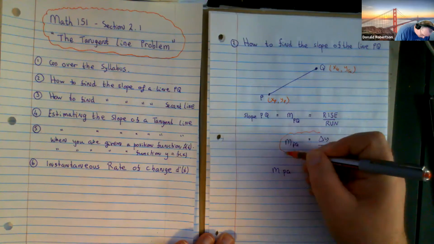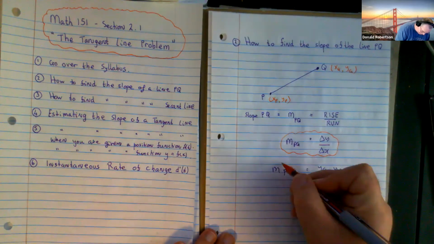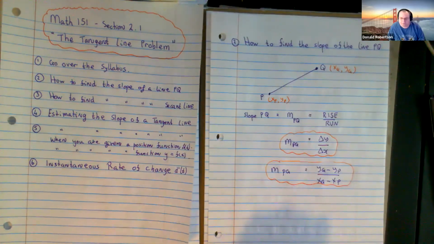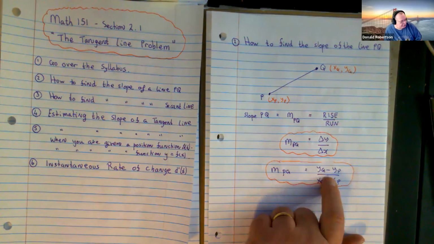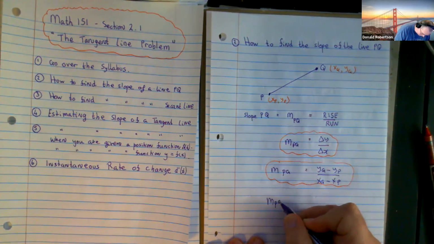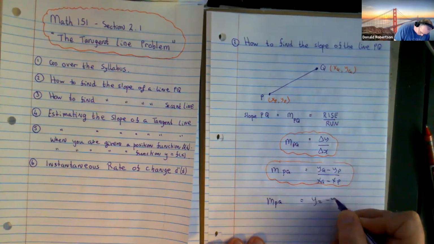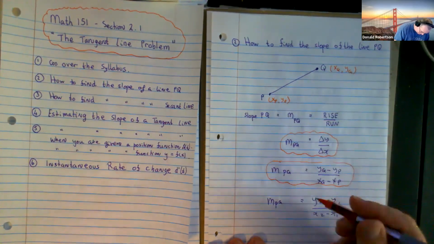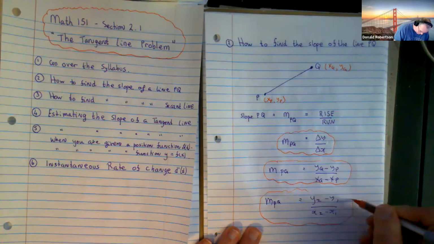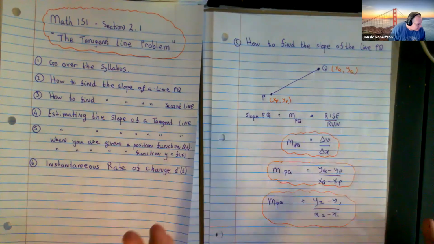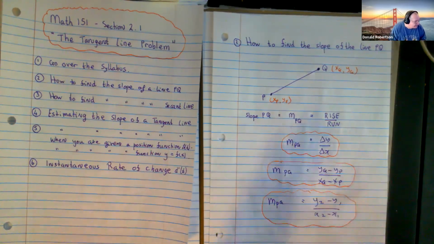So here is a formula for calculating the slope of a line joining P to Q, the secant line. Here is another one. Has anybody seen this version of rise over run? Some of you might have used this version: y2 take away y1 over x2 take away x1. Have you seen that version of rise over run? Do you know that these are all the same? Agreed? They're just different ways of writing it down.